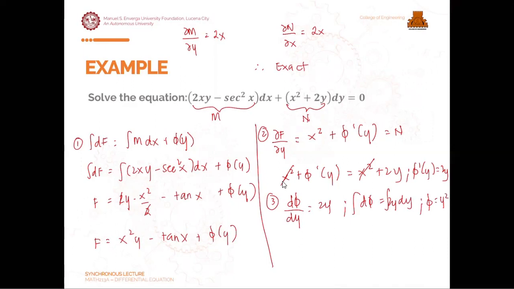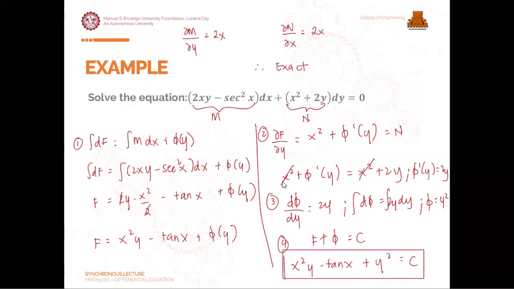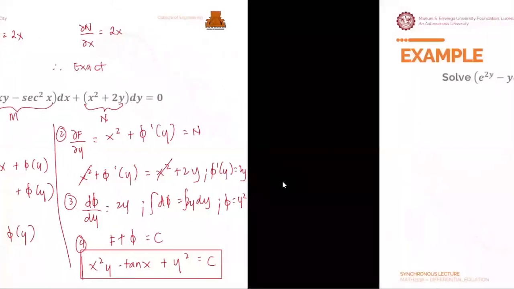Okay? So, we substitute into the equation for f. Fourth step: f plus phi is equal to c. So, our f is x squared y minus tangent x, plus our phi, which is y squared, equals c. So, this will be our final answer. Basically, it seems simple to do, right? It also depends on the given equation.